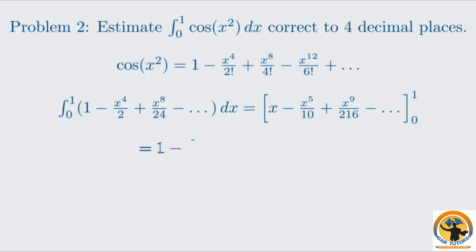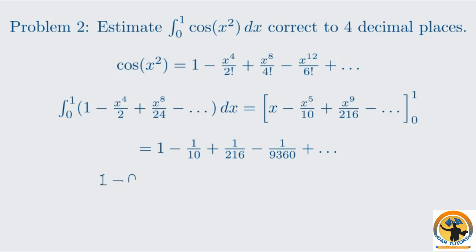The value of the integral is 1 minus 1 over 10, plus 1 over 216, minus 1 over 9360, and so on. To estimate this to 4 decimal places, we need to find the first term that is smaller than 0.005. The term 1 over 9360 is approximately 0.106, which is not small enough. The next term, 1 over 685440, is approximately 0.146, which is small enough. Therefore, we need to sum the first 4 terms.